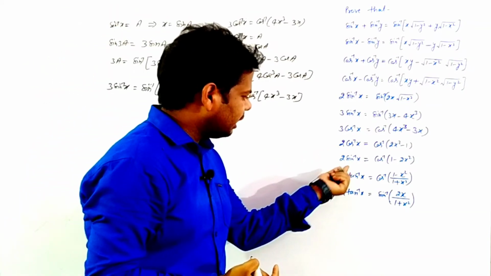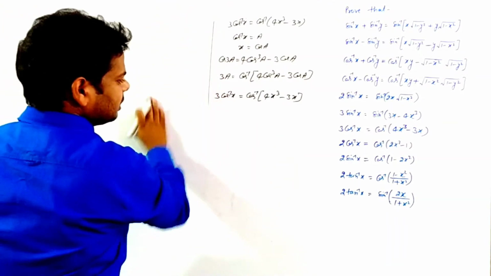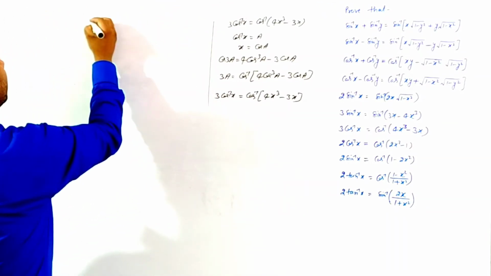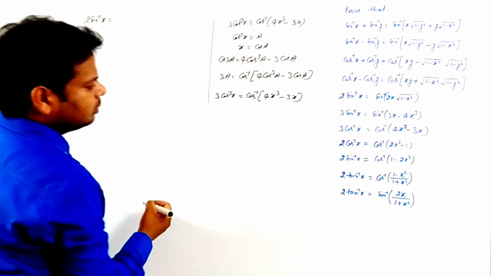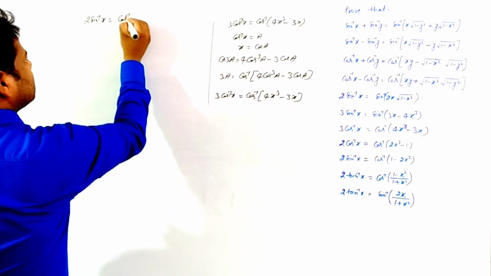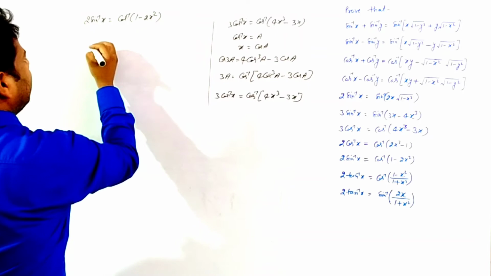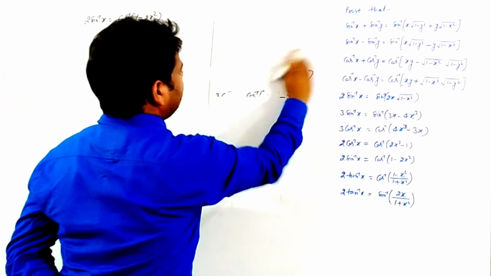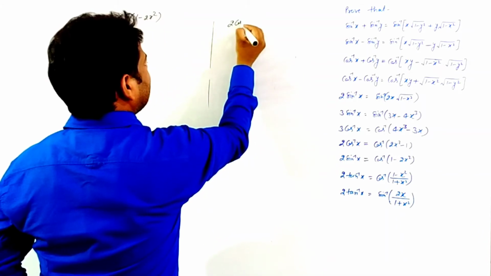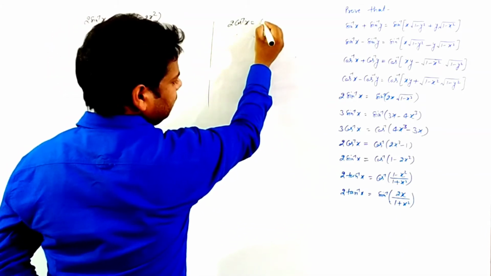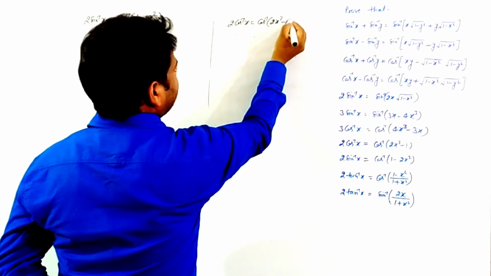And next formula we have 2 sin inverse x. We can write 2 sin inverse x is equal to cos inverse (1 minus 2x square), and the previous formula we have 2 cos inverse x. 2 cos inverse x is equal to cos inverse in bracket 2x square minus 1.